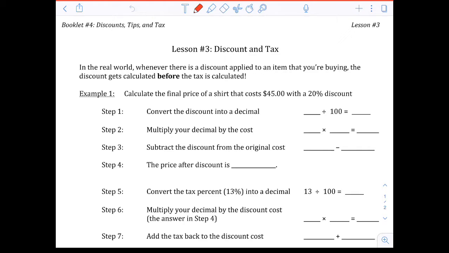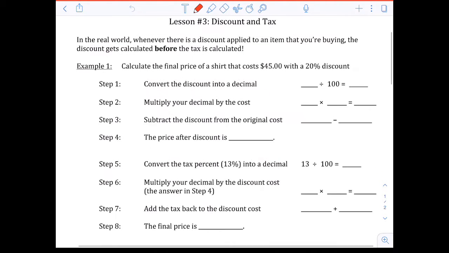Like for example, if you go to the store and you want to buy a t-shirt that costs $30, but then you find out that there's a 20% discount, you would have to subtract that discount from the shirt. And then when you go to the cash register, they're also going to be adding tax to that. So we have to subtract our discount first, and then we add tax to the new sale price of the item. So let's have a look at this. This happens all the time.